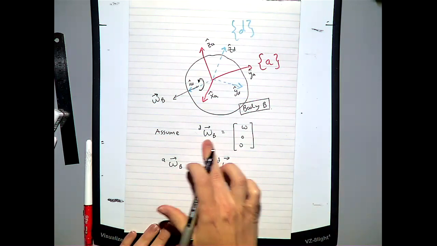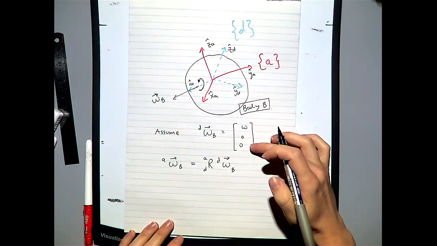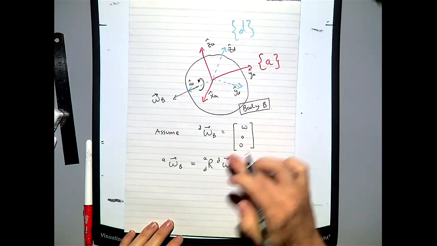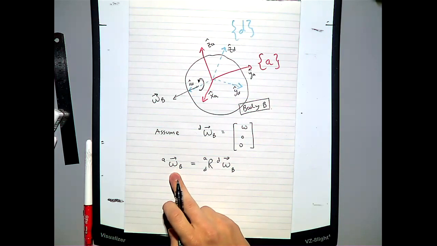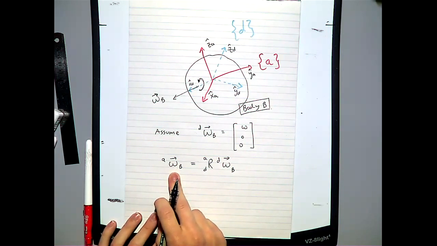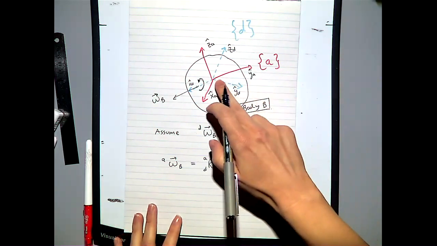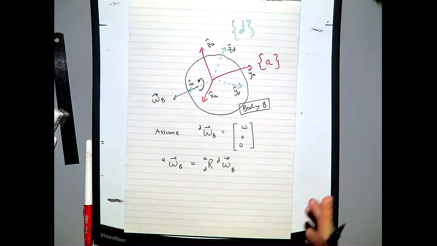It's just that in D it will be omega, 0, 0, with zero components here, and in A it will have all components non-zero, not necessarily, right? And in a similar way, we could do the same idea for YD or ZD. Just keep it in mind.